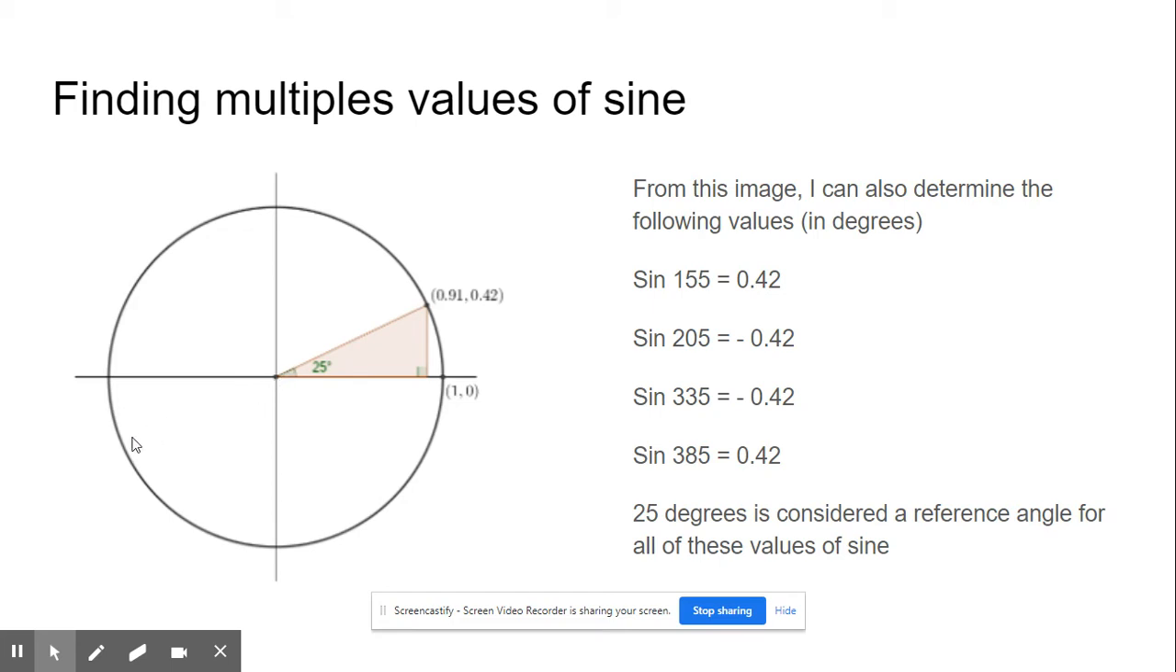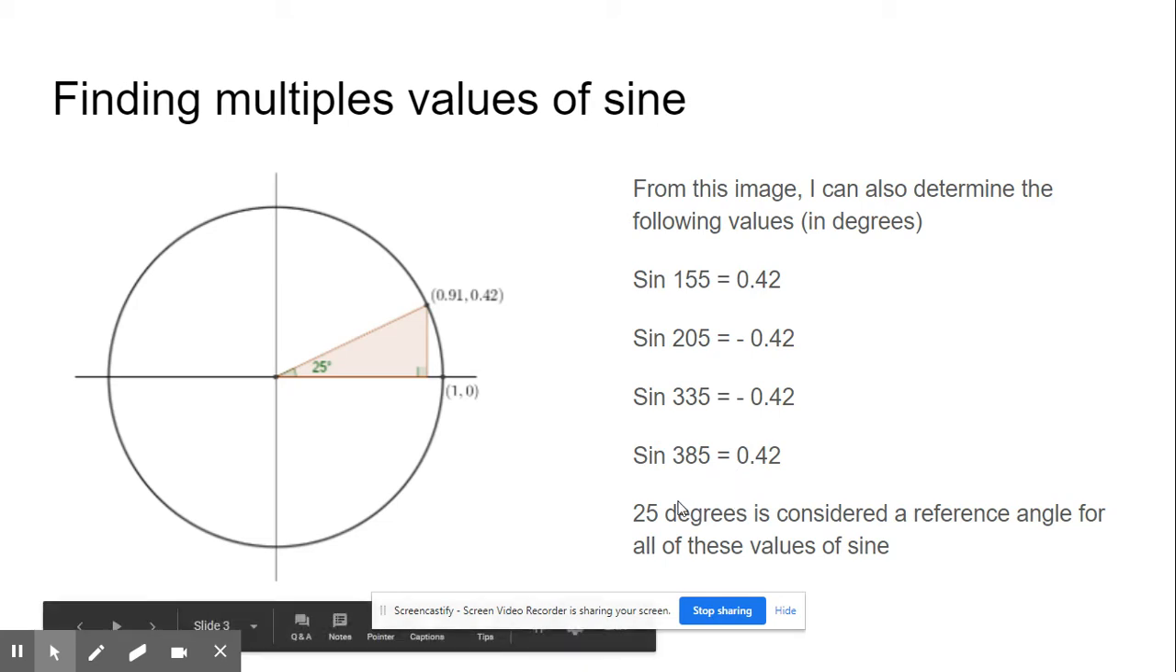If we had a triangle in the third quadrant with the angle of 25, that would be sine of 205, which would equal negative 0.42. And similarly, in the fourth quadrant, sine of 335 would also equal negative 0.42. If we went all the way around one circle and then back again, that would be sine of 385, which would be 0.42. In each of these examples, 25 degrees is considered a reference angle for all of these values of sine.